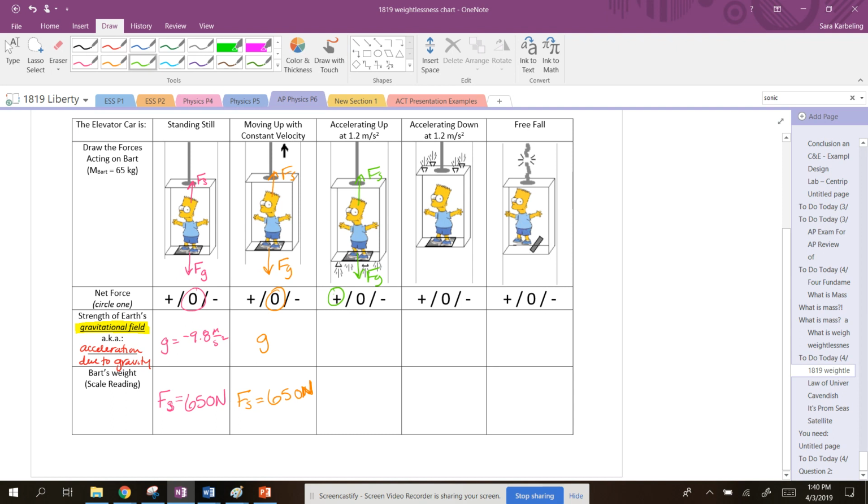Tell me about the strength of the Earth's gravitational field. Has it changed? Still 9.8. Okay. It's still 9.8, and I want to make sure that you're seeing that because it's going to matter as we move over here. Tell me what the scale reads. Is it 650 now? No. Do you need a second to figure it out? You can do this. I'd write out an F-net equation. When in doubt, if you have a free body diagram, an F-net equation is the way to go, friends.